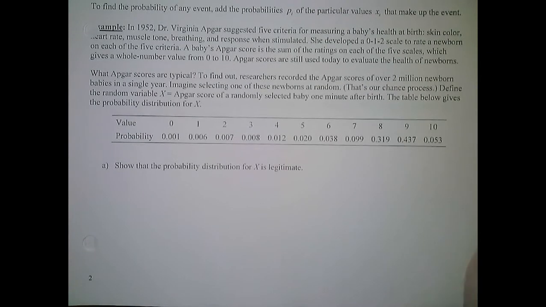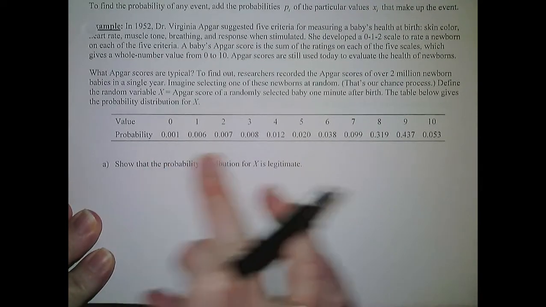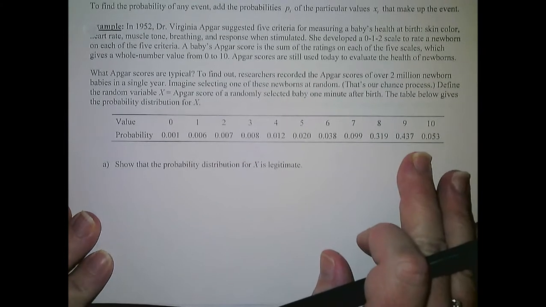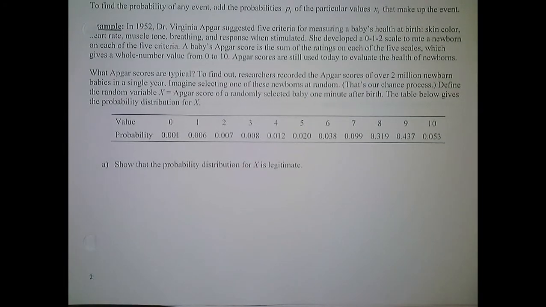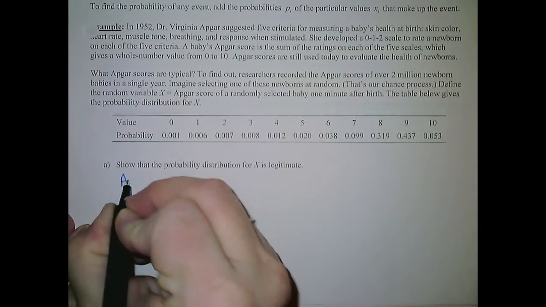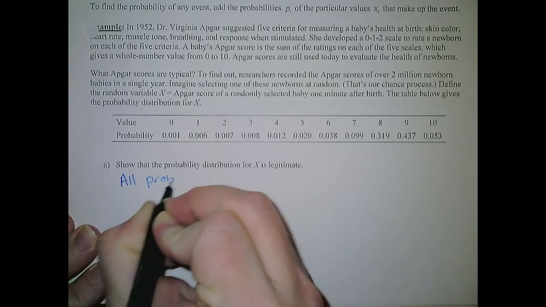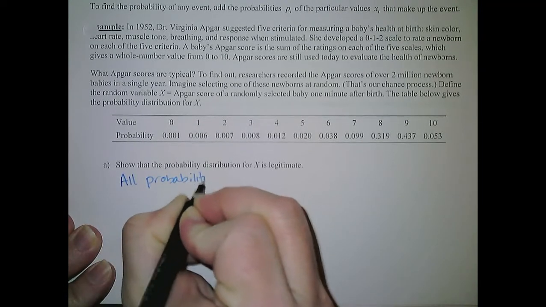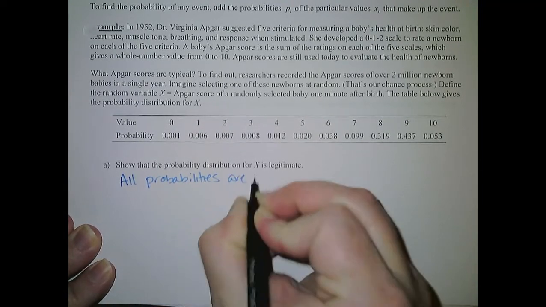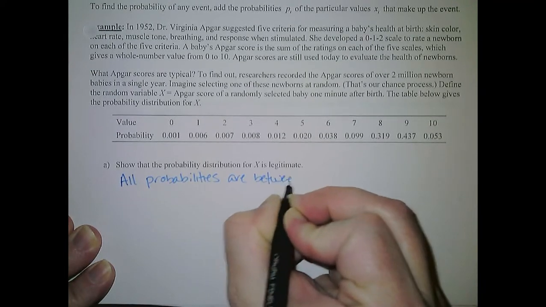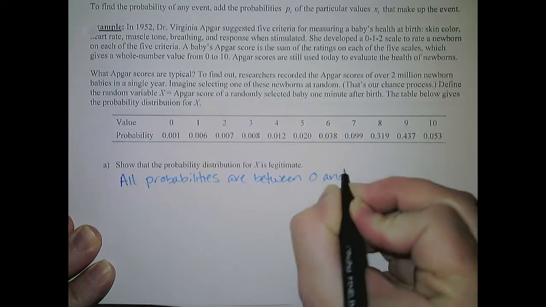So question A wants us to show that the probability distribution for X is legitimate. And there are two criteria that have to be met. So the first thing that we need to check is that all of our probabilities are between 0 and 1, which they are. So all probabilities are between 0 and 1.